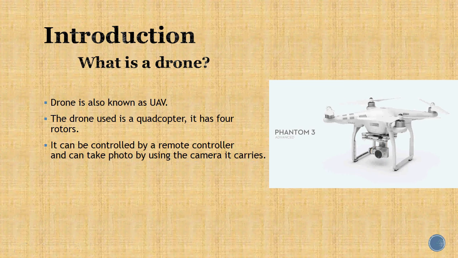First of all, what is a drone? A drone is also known as a UAV. The drone used here is the DJI Phantom 3 Advanced. It can be controlled by a remote controller and can take photos or record video using the camera it carries.